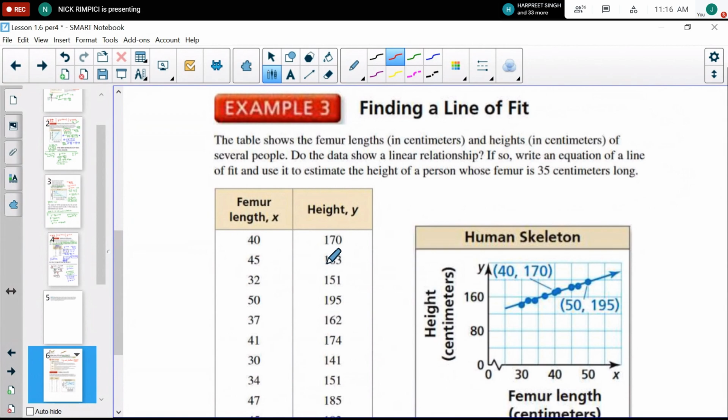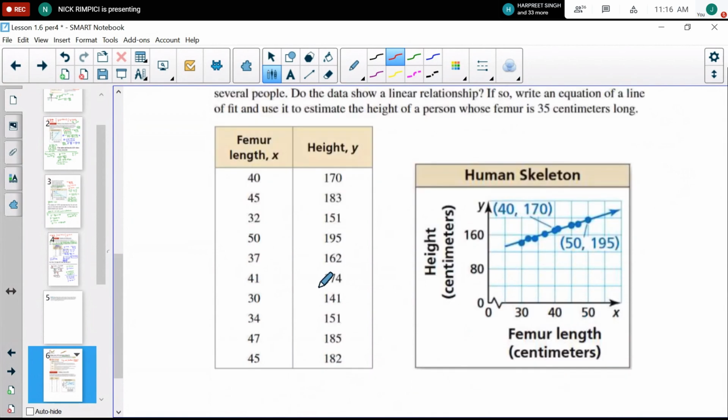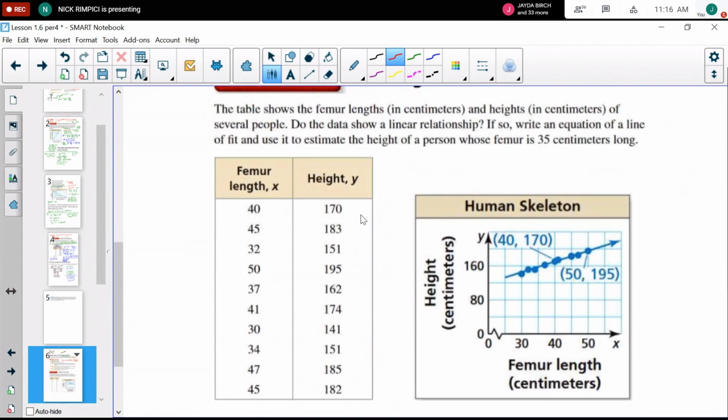So what they must have done is, I think there's 10 people here: three, four, five, six, seven, eight, nine, there's 10. They took 10 people, they measured their femur length, it's a bone, and then they measured their height, and they wrote down their femur length and then their height. They're trying to make a table comparing femur length to height. When you do that, all this data gets plotted.